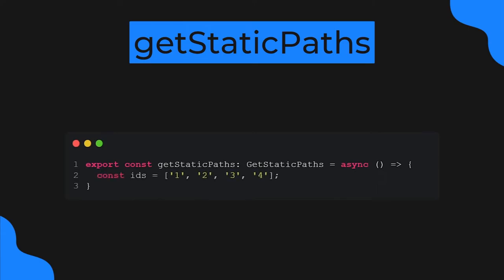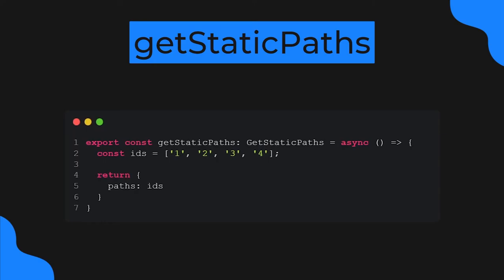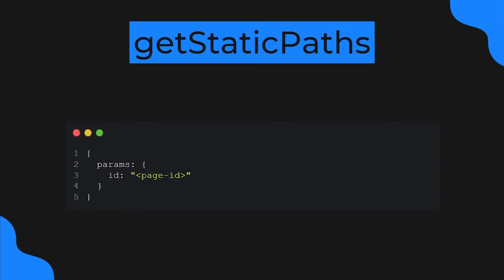Here we can build a list of IDs of the pages we want to generate, and then return them in an object with the paths property containing them. The paths property is required by the getStaticPaths interface. As of right now, the function is not complete. Although we need to return a list of IDs, the paths property must contain an array of objects that have the following structure. They have a params property and inside of it the property of ID.